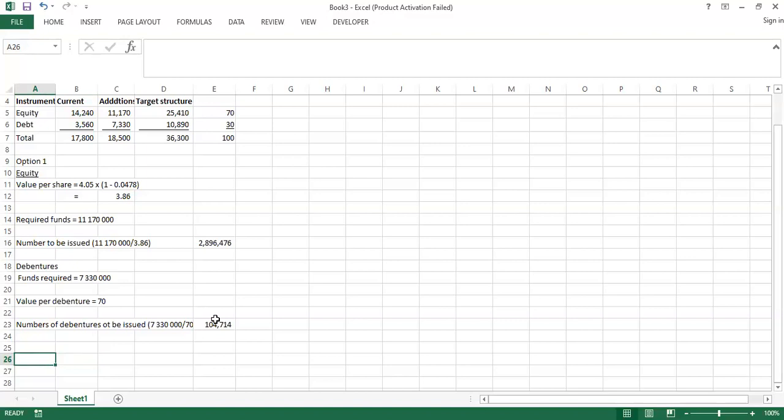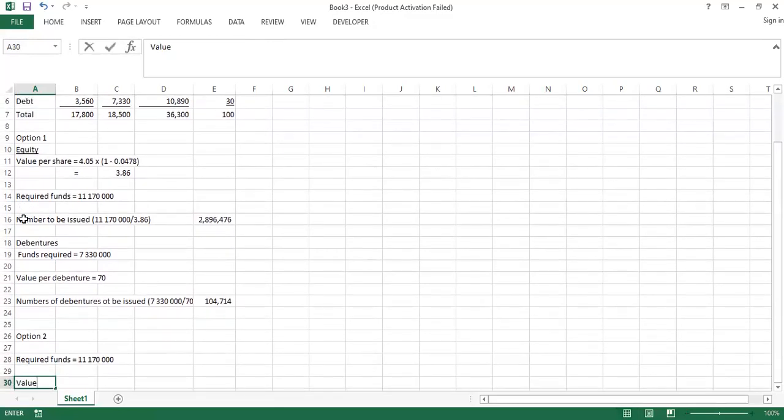Right, so option number 2. The only difference between option 1 and option 2 is that the requirements here are the same. The difference only comes in terms of the type of equity. In this instance, we'll be dealing with preference shares. So this part is the same here. The amount that is required is just the same, so we can pull this down here.